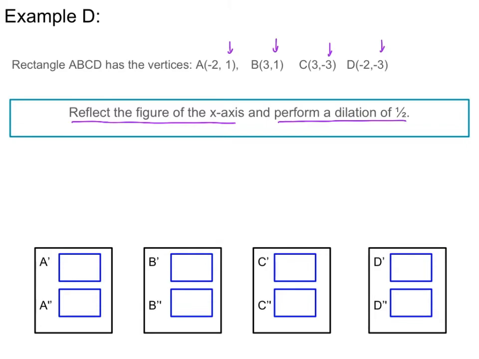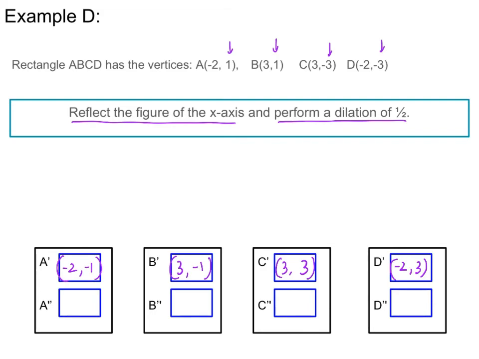So starting with A, negative 2, 1, flipping the 1 is going to be negative 2, negative 1. At B, we're going to have 3, negative 1. At C, we're going to have 3, positive 3. And then at D, we're going to have a negative 2 and a positive 3. So now that we have all of those points, the next thing that we need to do is perform a dilation of 1/2. So either we can multiply all of our points by 0.5 or divide by 2.